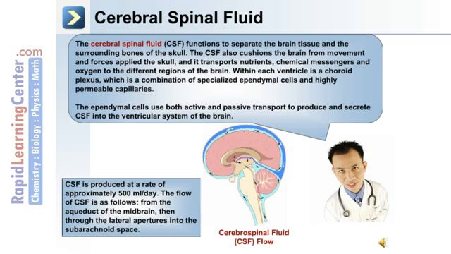CSF is produced at a rate of approximately 500 mL per day. The flow of CSF is as follows: from the aqueduct of the midbrain, then through the lateral apertures into the subarachnoid space.